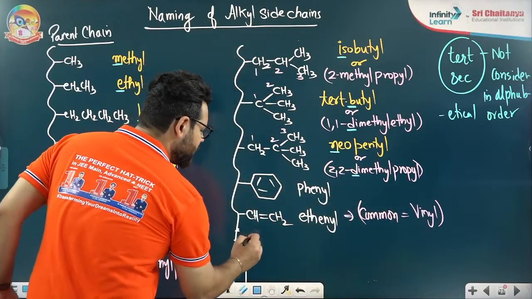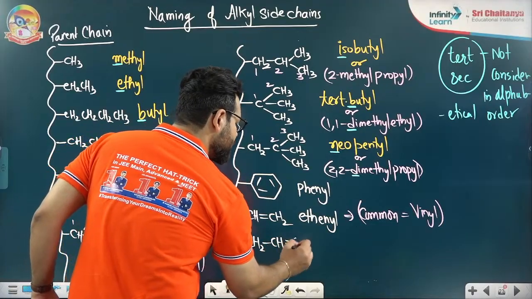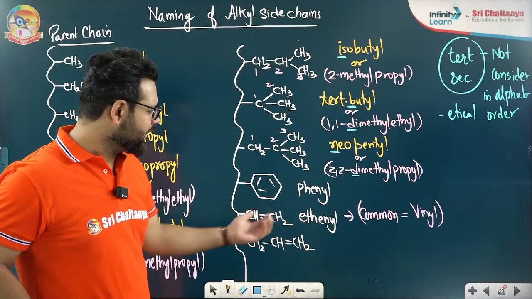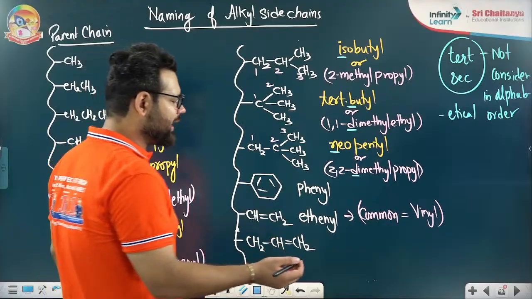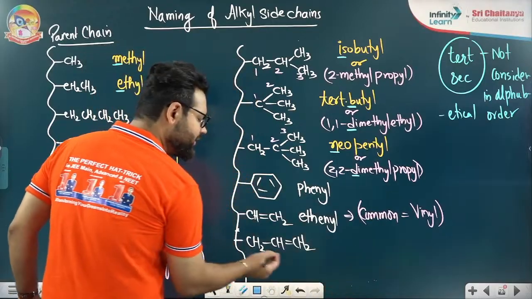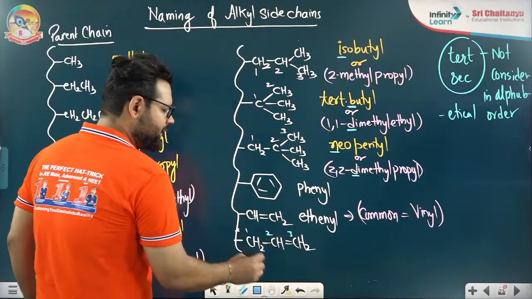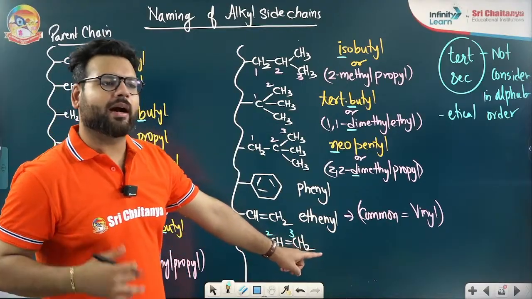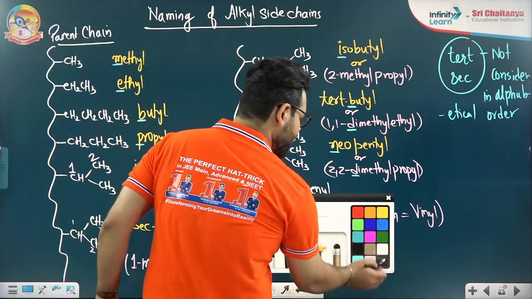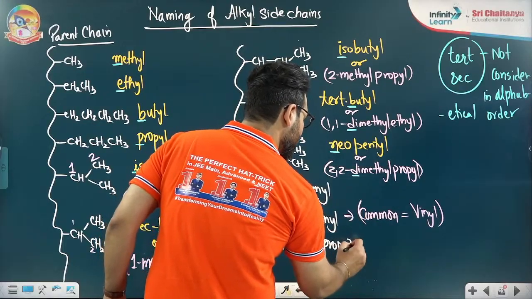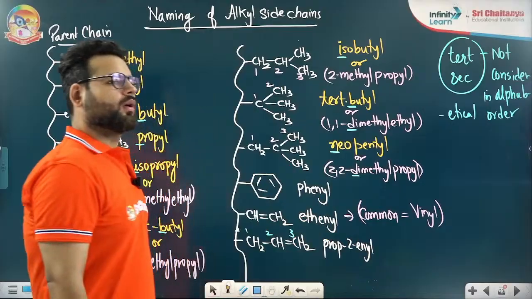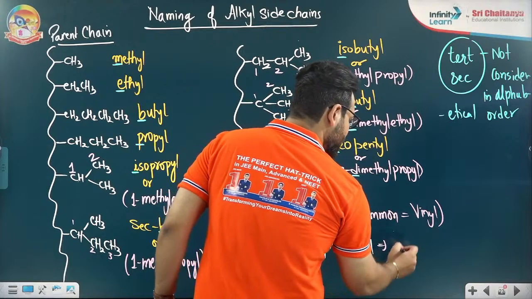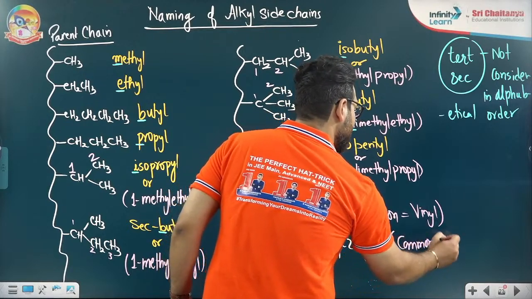Then you can remember the allyl also. CH2, CH double bond CH2. Whenever an sp3 carbon is attached to the parent chain and then there is a vinyl group after that, CH2 then vinyl, this is called allyl commonly. Otherwise, naming will be done just normally. Numbering 1, 2, 3, it is prop-2-enyl. Or its common name is allyl.